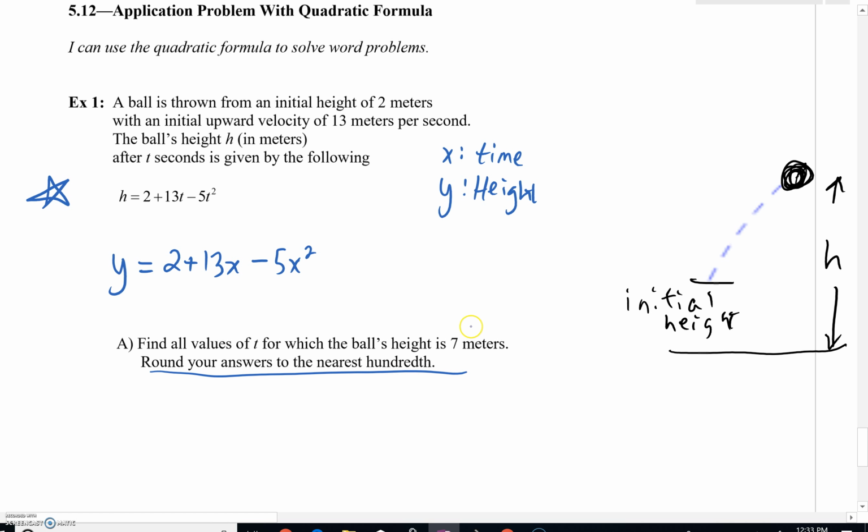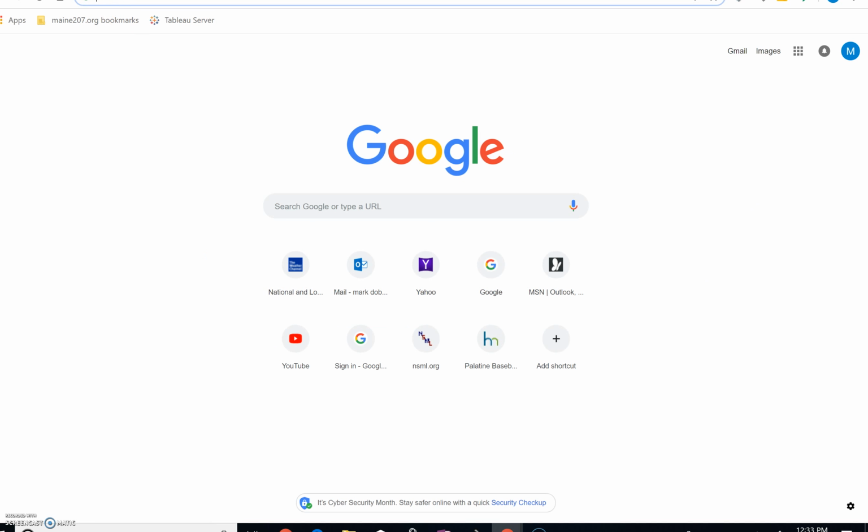For part A, and by the way, we're going to have to round to the nearest hundredth, we'd like to find all the times, find all the x values where the height is 7. You could let y equal 7, let the height equal 7, and solve with the quadratic formula, and that would be great. But let's instead go to Desmos and see where we're going there.